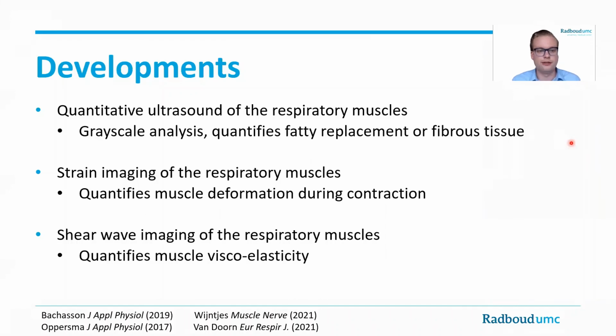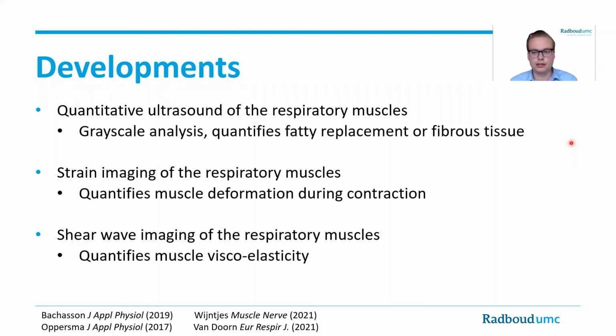I want to share, however, a few exciting developments in this field, of which the first is the quantitative ultrasound of the respiratory muscles, which is a grayscale analysis of muscular tissue as visible on ultrasound. And this quantifies fatty replacement of fibrous tissue, which is an enormous hallmark for neuromuscular disorders. Second, which is more known in the cardiac ultrasound application, is strain imaging. This can quantify muscle deformation during contraction, and this is expected to be lower in patients with a neuromuscular disorder.